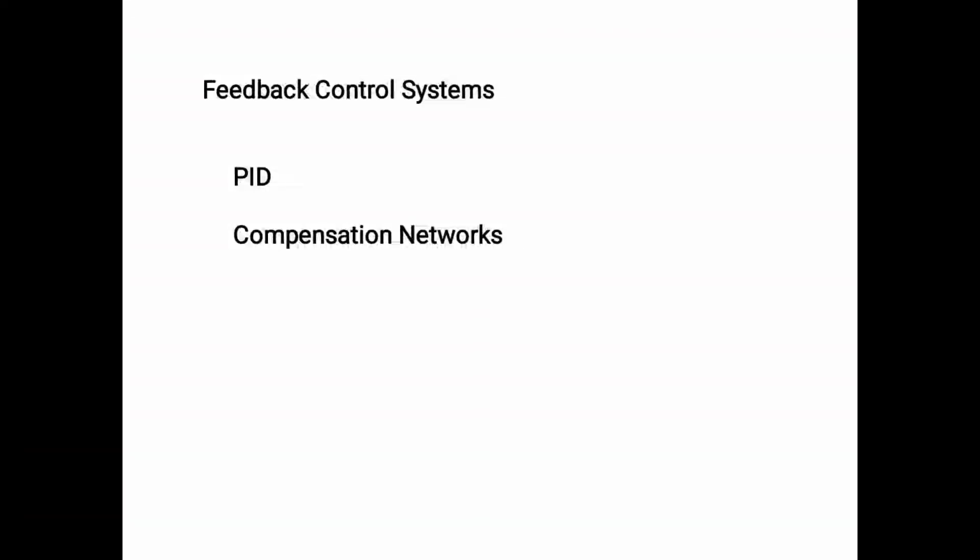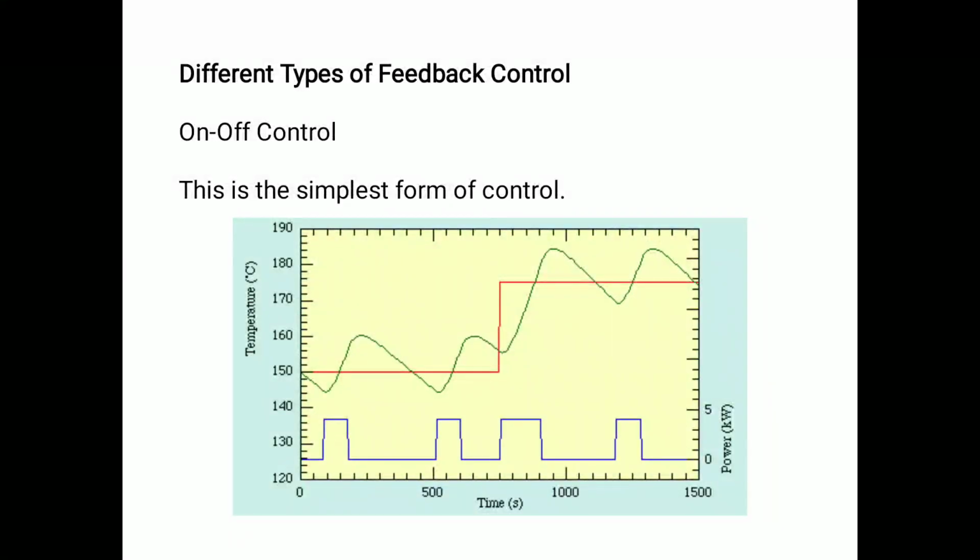In this session, we are going to discuss the PID controllers in the feedback control systems. There are different types of feedback controllers. The basic type is the on-off controller. This is the simplest form of the controller, where there are two basic states, on and off. On is represented by 1 and off is represented by 0.